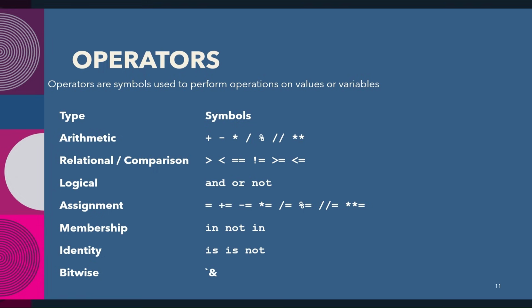Assignment is equal to, plus equal to. Basically, in assignment, we add an equal to sign in front of all the symbols of the arithmetic operators. For membership, we have in and not in. Identity operators are is and is not. And bitwise operators are not, and, or.